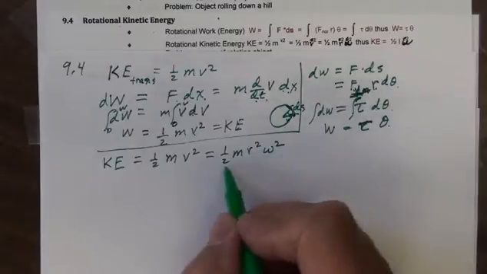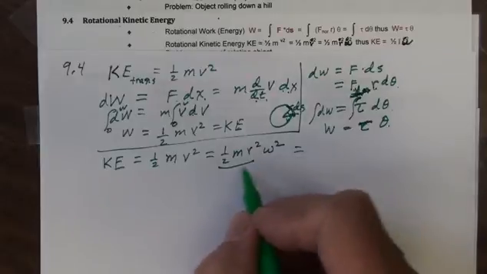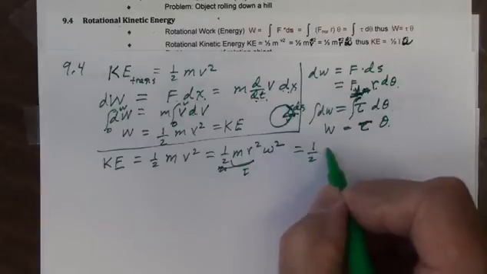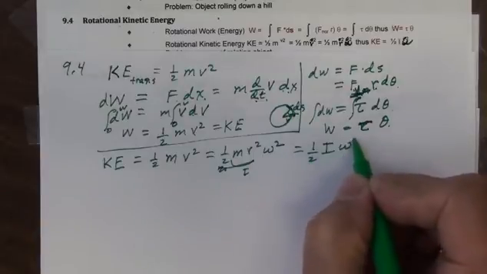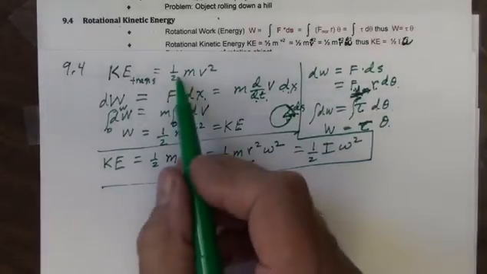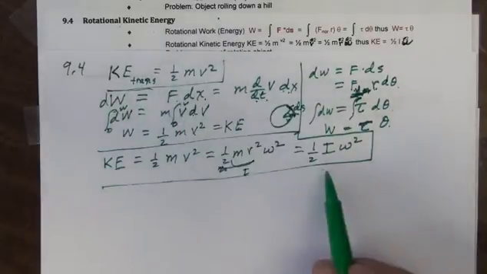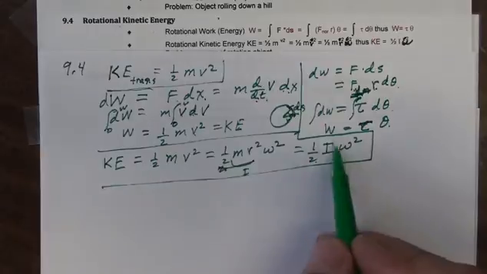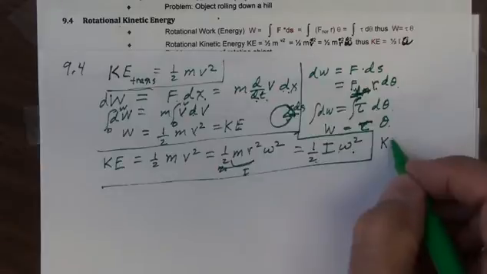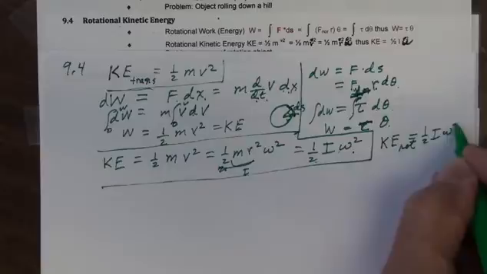And we recognize this as the moment of inertia. So right here is the moment of inertia, mr squared. So this is going to be 1/2 times the moment of inertia times omega squared. And if you look at this, you'll notice it's exactly comparable to what we have in the situation of the translations. We have 1/2 times the mass term times the velocity term squared. So let's write that out explicitly. Kinetic energy rotational is equal to 1/2 I omega squared.